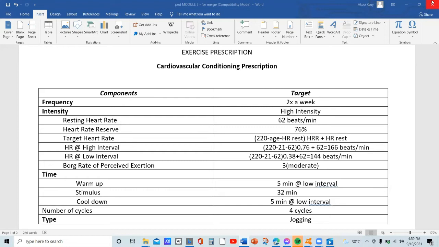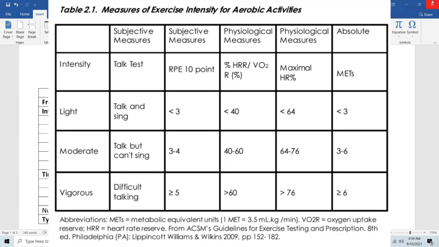So the next one is the heart rate reserve. To calculate the heart rate reserve, I used the table provided by our professor. To get the heart rate reserve, we will be basing the maximal heart rate on the fifth column. Since I have chosen to perform high intensity training, my heart rate reserve is 76.